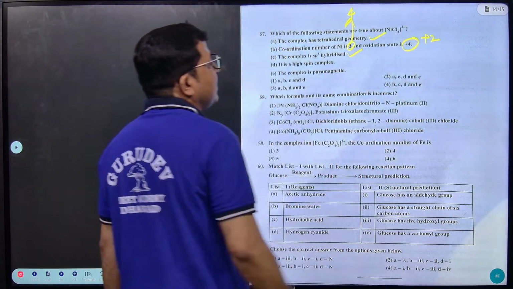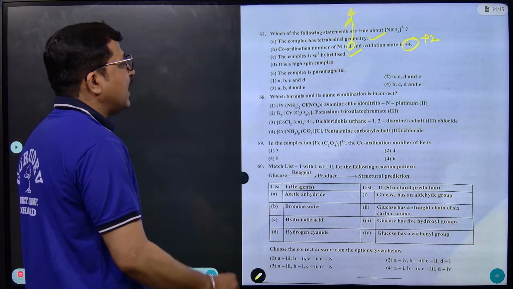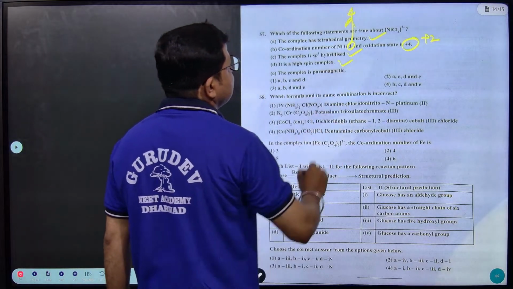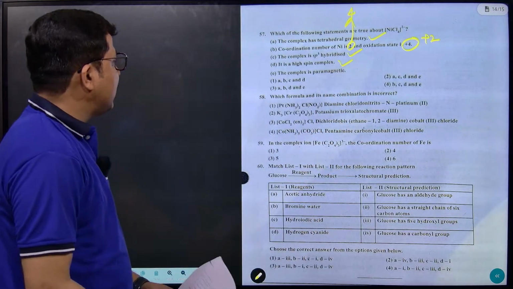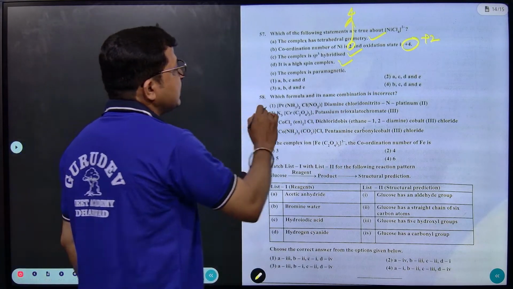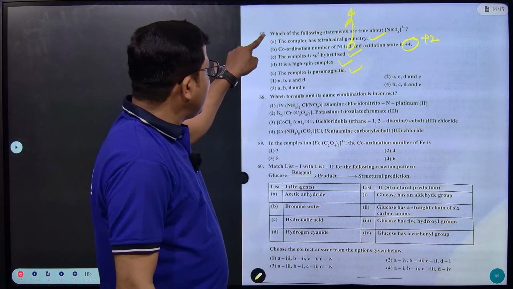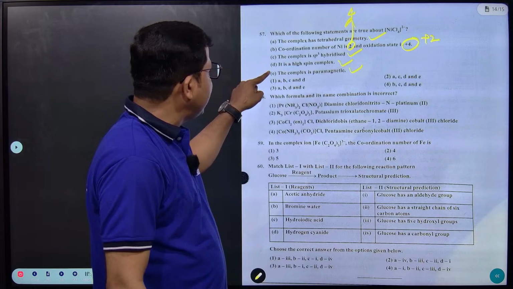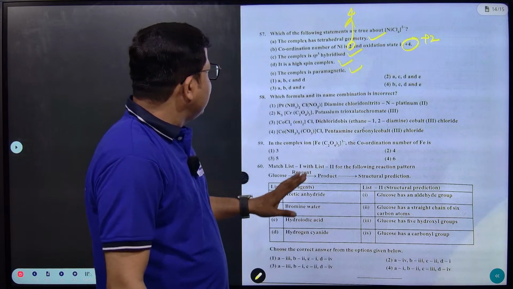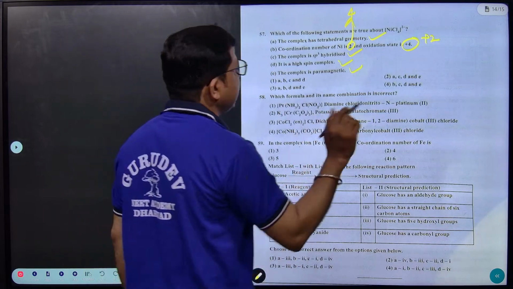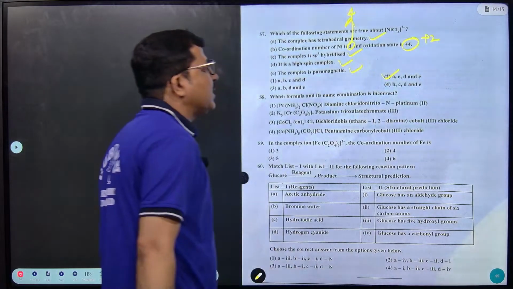but here they have made a small mistake, and it is a high spin complex, and the complex is paramagnetic. So option A, option C, option D and option E are the right answers. A, C, D, E is option number 2.